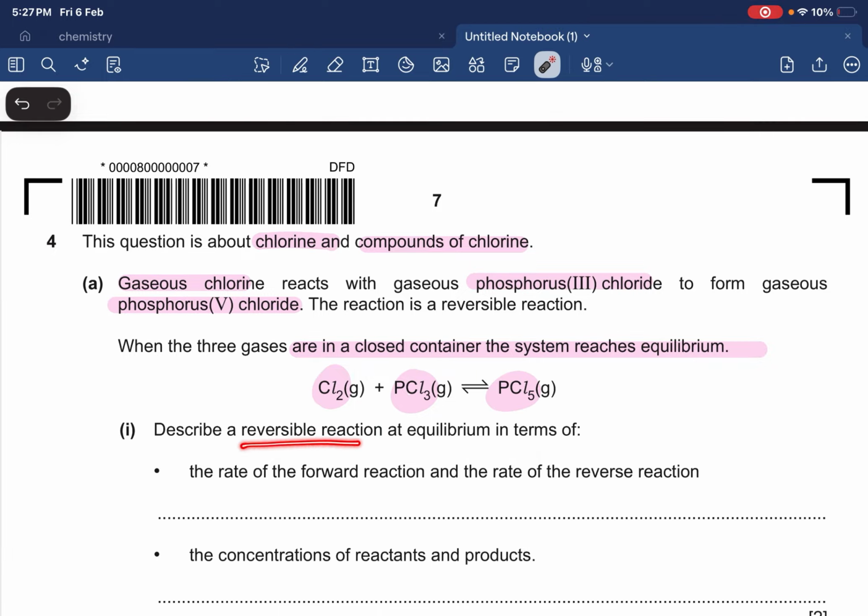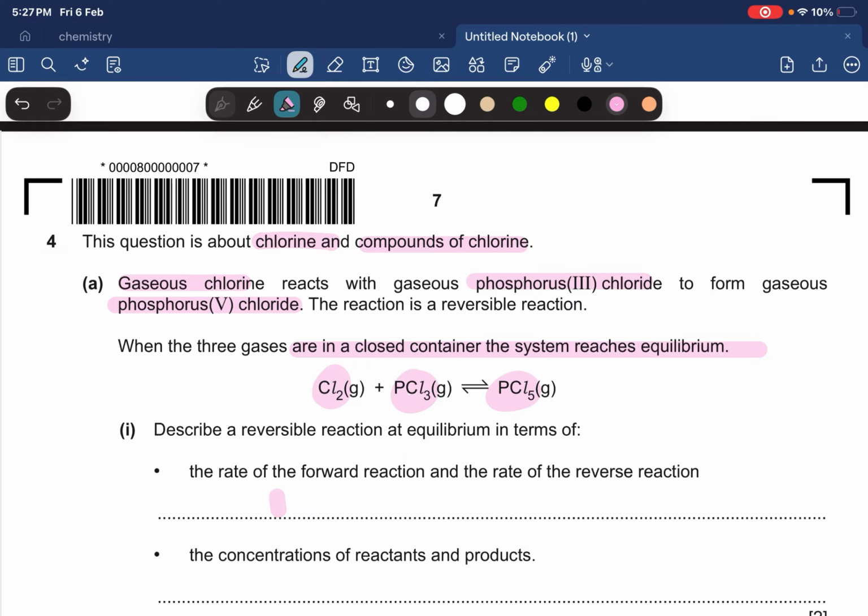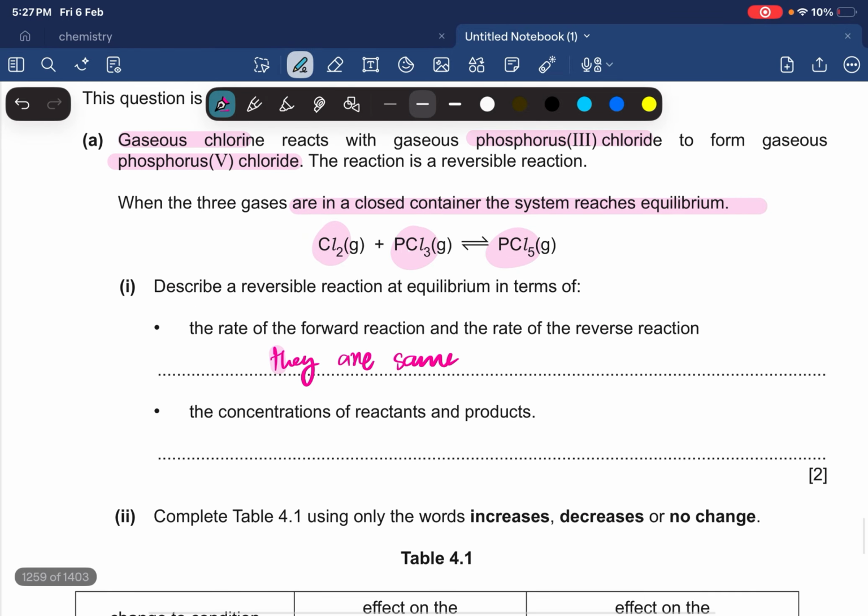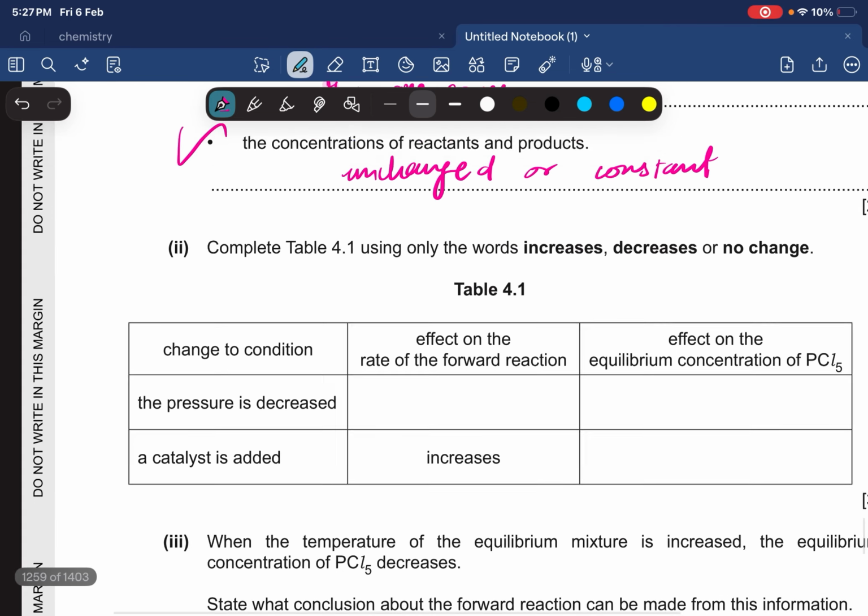Describe a reversible reaction at equilibrium in terms of the rate of the forward reaction and the rate of the reverse reaction. You should know that whenever you have equilibrium, the rate of the forward reaction equals the rate of the reverse reaction, so they are the same. The concentrations of the reactants and the products remain unchanged, or constant. You can tell the examiner that they do not change. So these are the 2 conditions of the equilibrium.